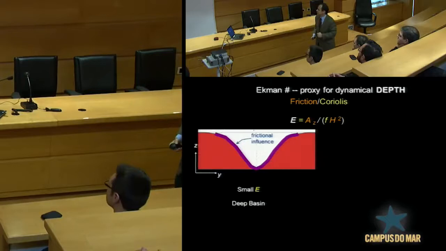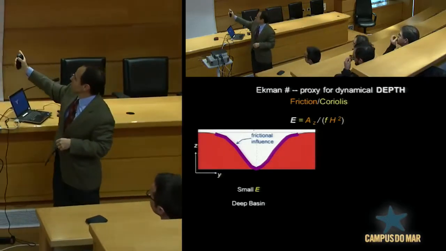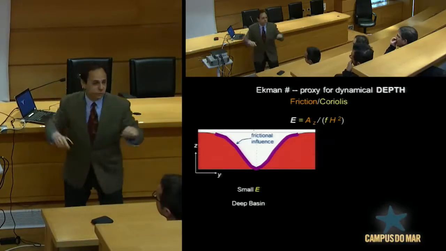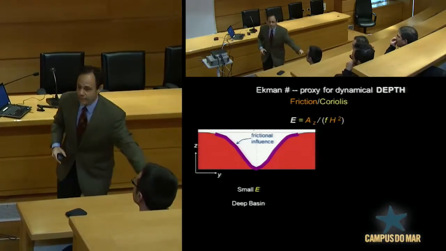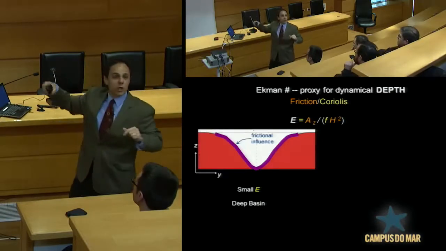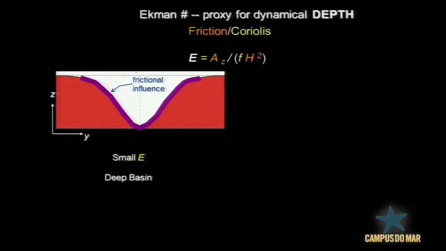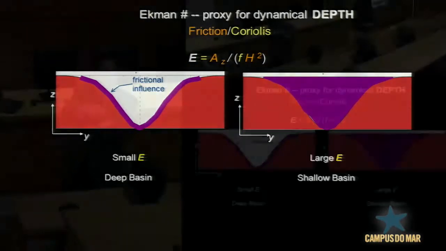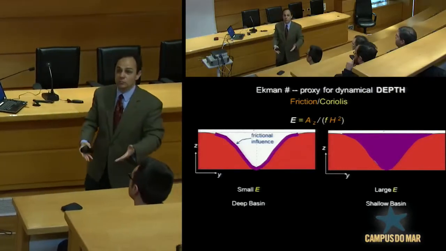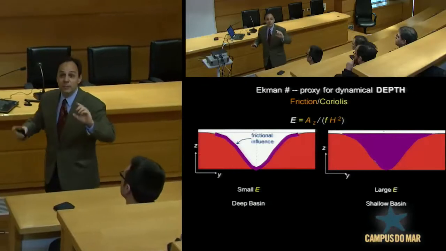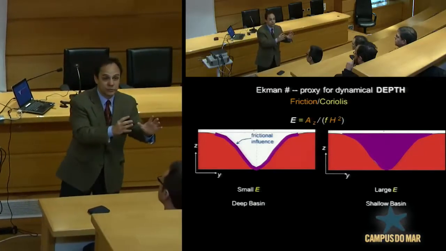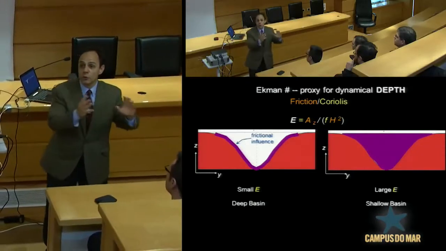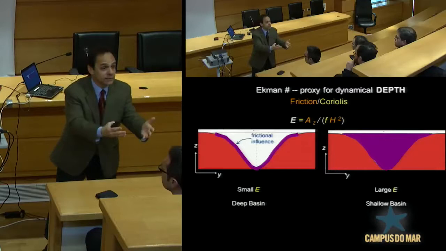I illustrate this in this cartoon, in which when we have a small Ekman number, the frictional influence will be restricted to a very thin layer near the bottom, in such a way that the water column is essentially frictionless, no friction. So the balance is geostrophic. We have dynamically a deep basin. And when the Ekman number is large, it means that friction influences the entire water column. So dynamically, we have a shallow basin because friction is influencing the entire water column. Okay, so we can characterize, again, the competition between friction and rotation in terms of the Ekman number, because friction or rotation will balance the pressure gradient that drives the flow.